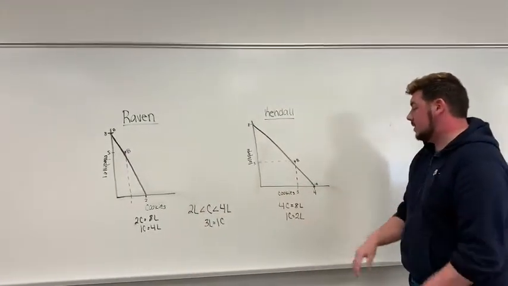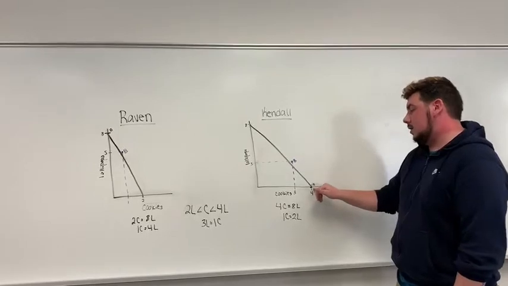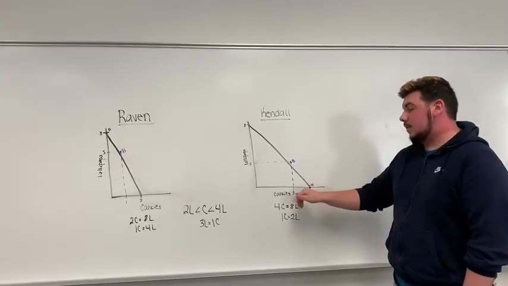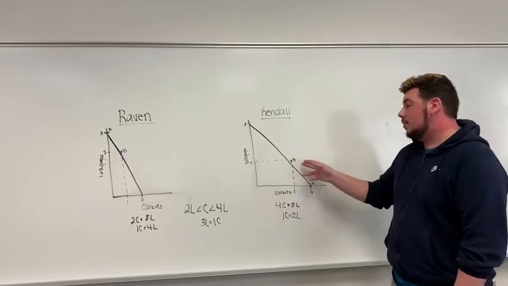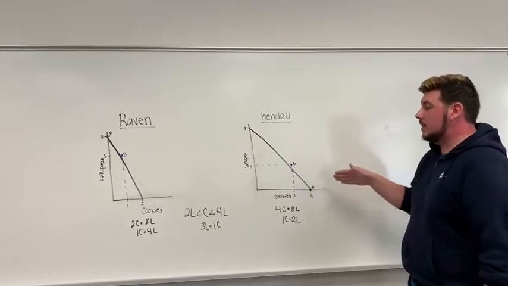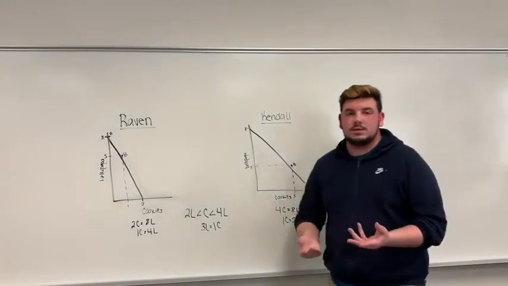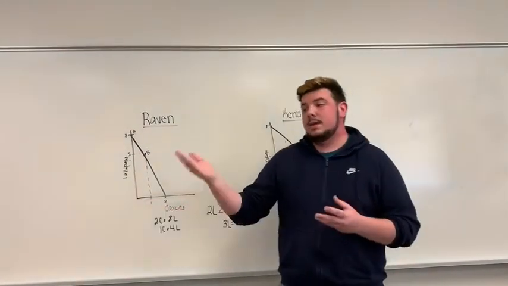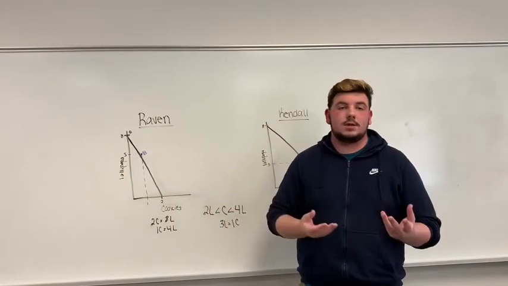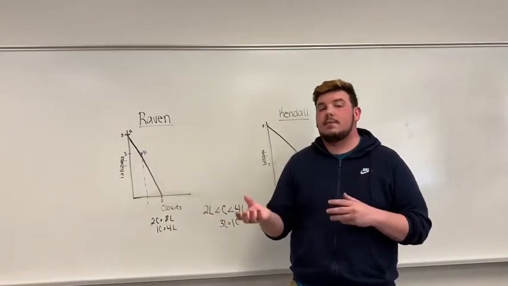Looking over at Kendall, she specialized in cookies and started at her point A, which is 4. She only had to give up 1 cookie, and in return, she got 3 lollipops. This brings her to her point B, which is consuming outside of her PPF as well. So this shows us that through specialization and trade, both parties can benefit, which is why Kendall benefited from bringing the 3 cookies and 3 lollipops, while Raven benefited from bringing the 5 lollipops and the 1 cookie.